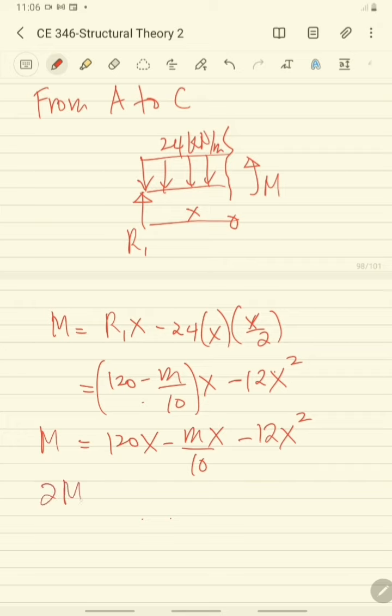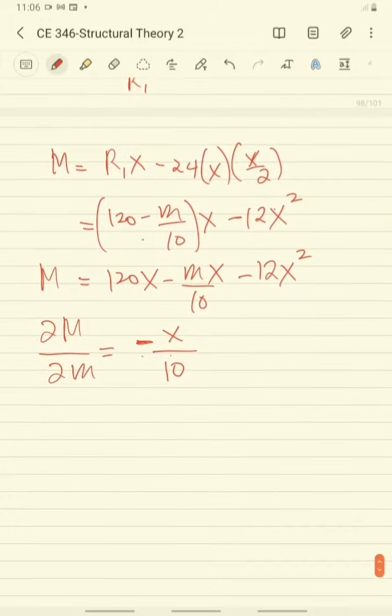For the partial derivative of the moment with respect to the couple moment, you have to look at the term in the equation containing M. So we only have, that is equal to negative x over 10.